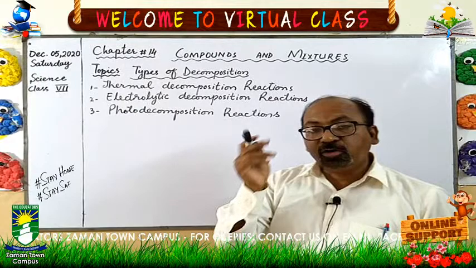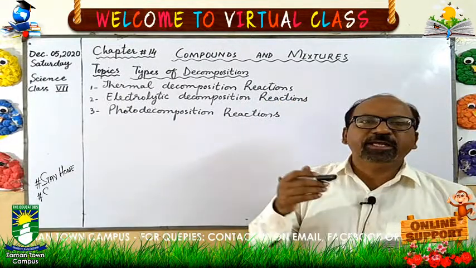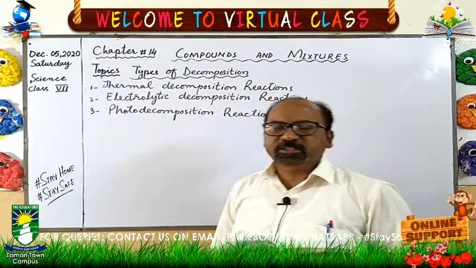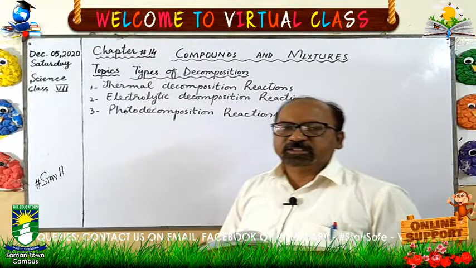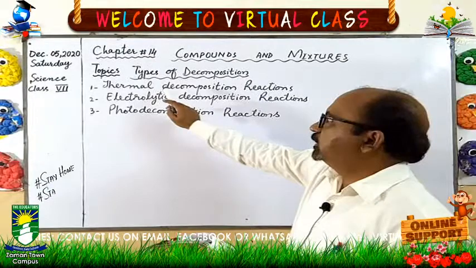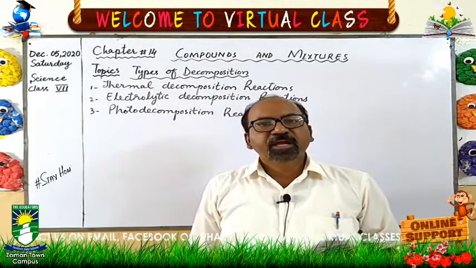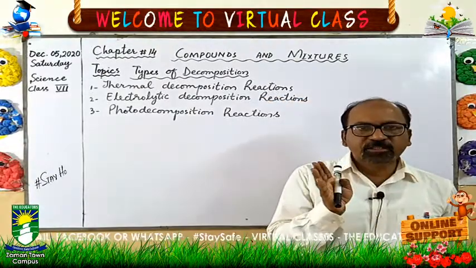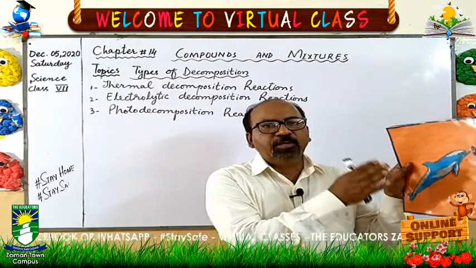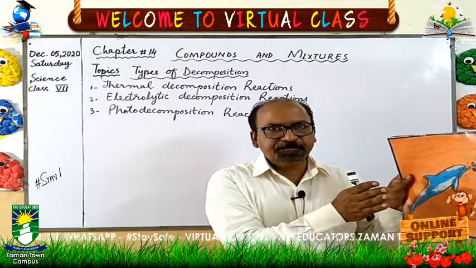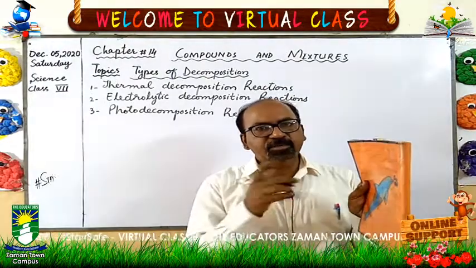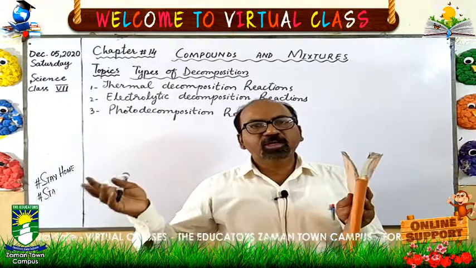There are three types of decomposition, which means there are three methods with which we can decompose different compounds into simpler substances. The first method is the thermal decomposition reaction. First of all, try to understand what reactions are. Reactions means when one or two substances are taken, something happens chemically to them and they form something new.